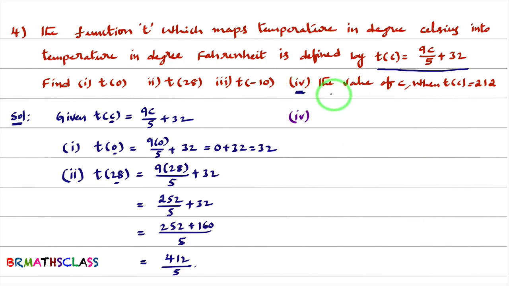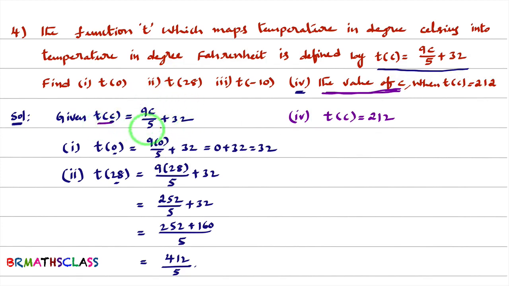You observe this fourth bit. What they are asking? We need to find the value of c. For that, what information they given? They given that t of c equal to 212. We need to find the value of c. Okay. You observe they given what is t of c.